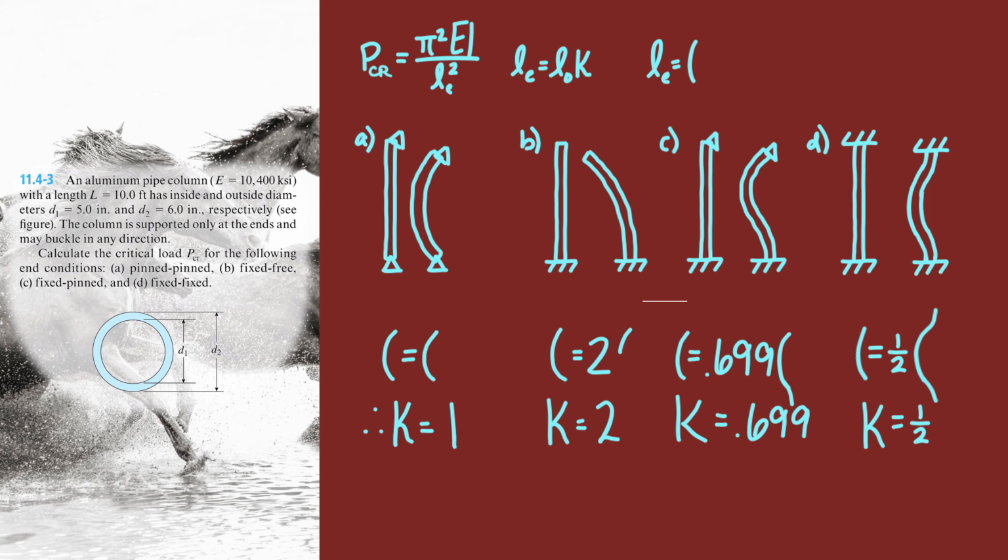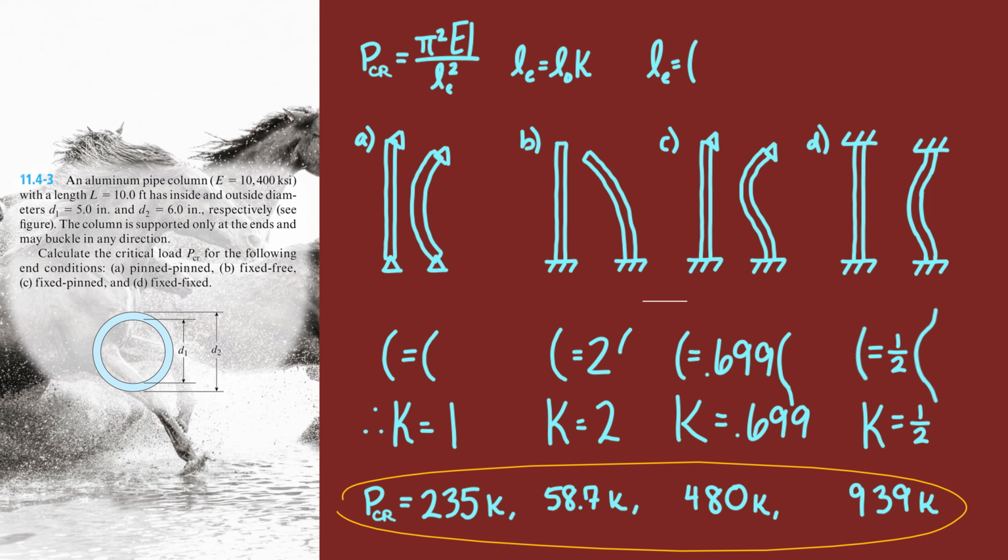I have pi, pi is just a constant. I have E, and I can solve for my length equivalent for all 4 scenarios. I, my inertia, that's the same, it's just a hollow circle, so it's the same inertia for all these hollow circles, so we can plug that in, and once we plug in these K values, these are the answers that you're going to get for A, B, C, and D.